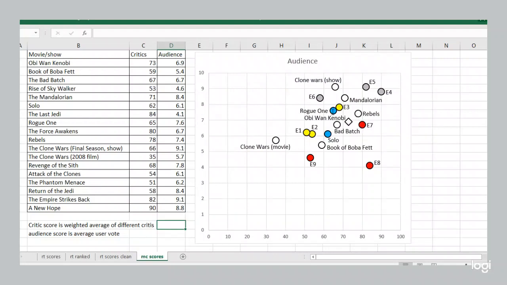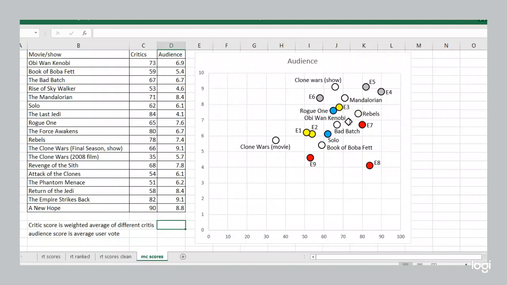Interestingly enough, Rogue One, there was a slight disagreement, not much. Audience put it in the high 7s. I think I said high 70s, high 60s before. Audience score is out of 10 here, not out of 100. So yeah, Rogue One, audience thought it was quite good. Critics thought it was okay, not that great, but still, it's kind of in that mediocre range.